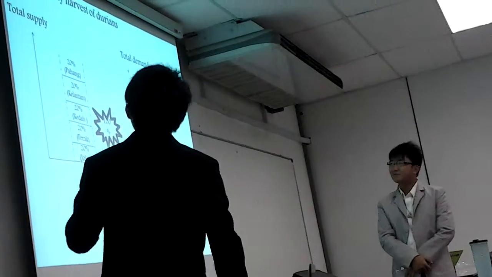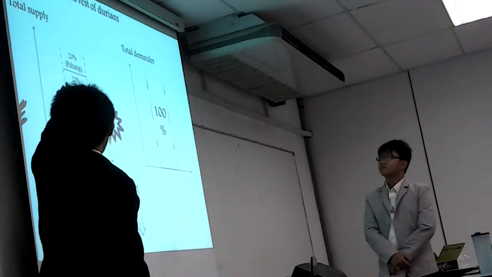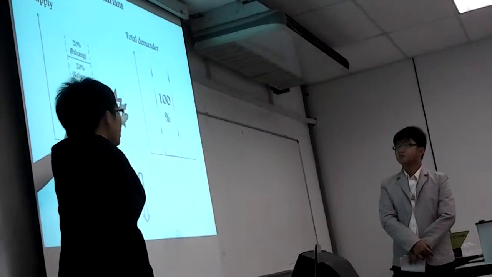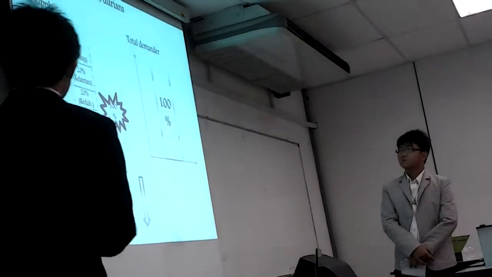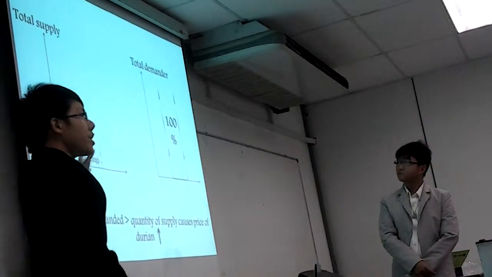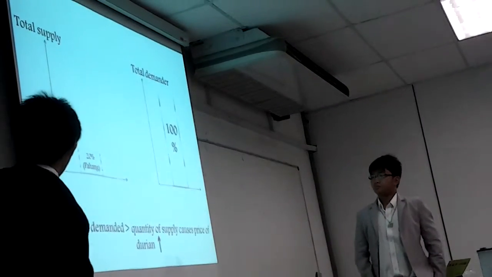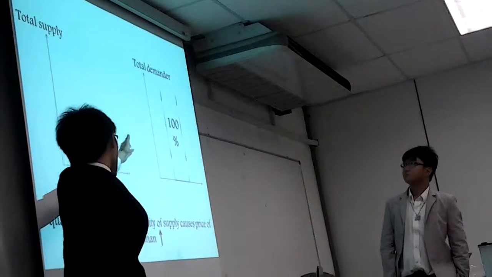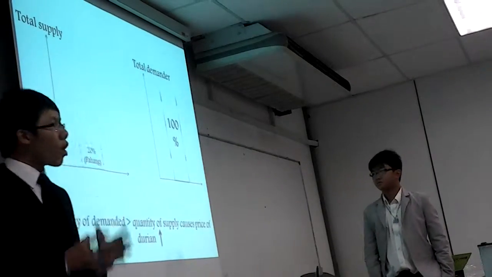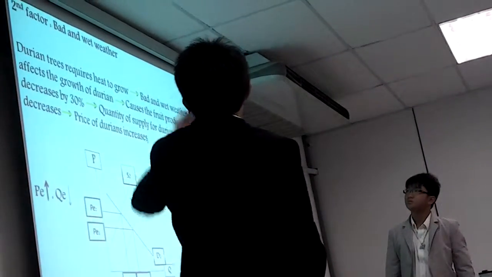Let us go to the first point. As you can see from this graph, the total supply of durians is supposed to be 100%, supplied by 5 states, each contributing 20%, while the total demand is set at 100%. Next. Due to this early harvest, we are only gaining supplies from Pahang, which only has 20% of the whole entire market of durian, while the demand is still set at 100%. So in this case, the quantity of demand will be more than the quantity of supply, causing the price of durian to increase. And the second factor is the bad and wet weather.